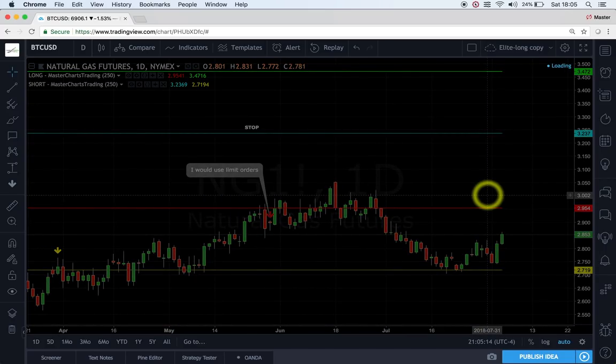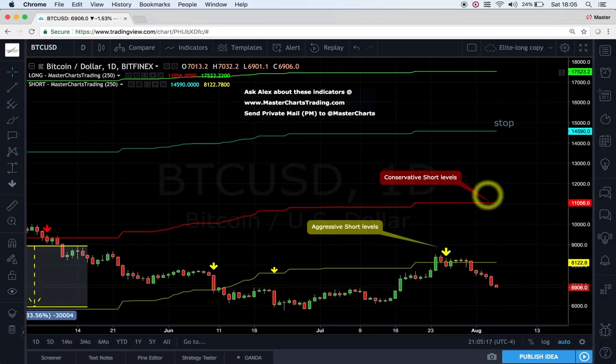Alright, continue to the cryptocurrency overview. Bitcoin versus US dollar, a bearish security from the lows in June. We had a move higher towards aggressive short levels around 81.22 for Bitcoin. Again, I'm not an aggressive trader, but if I was shorting it, I would have shorted it there on the 26th of July on breakdown below the yellow line. And obviously you would have made nice money here.